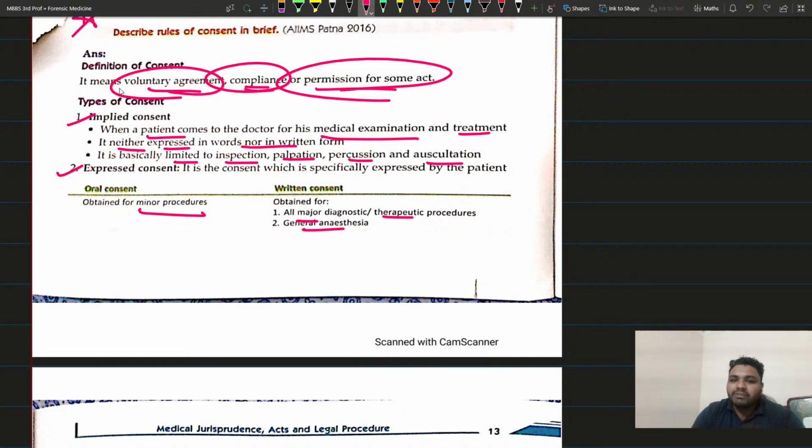It is not expressed in words, not in written form, but it is included in itself. It is limited to a few things, that is inspection, palpation, consultation and hospitalization.